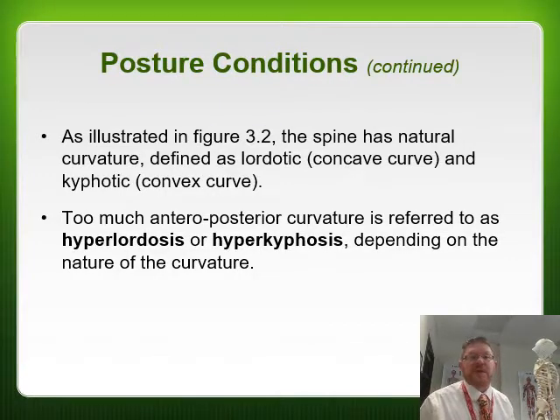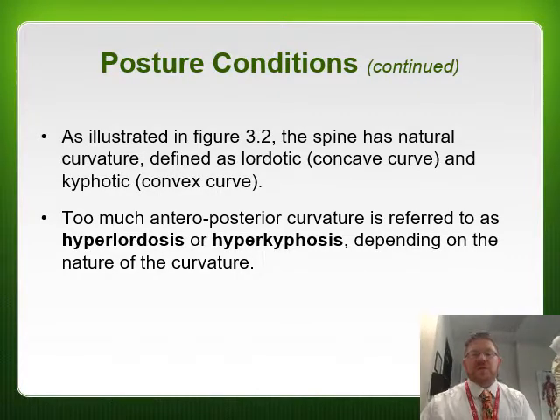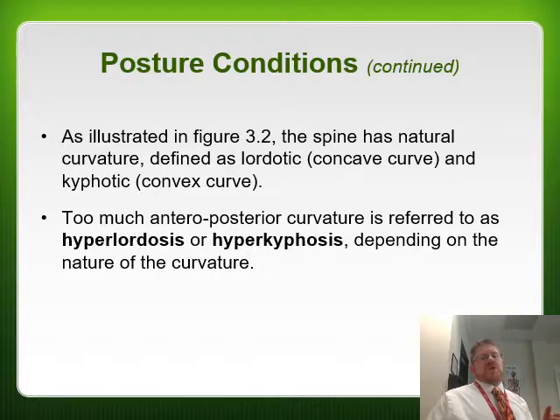We don't want it to be overly exaggerated, like too much kyphosis or too much lordosis, because those are going to be the postural deviations that we're concerned with as being problematic, and that's what we're getting into now. Too much of those curvatures. We usually just call them kyphosis or lordosis, but again, there's a natural lordotic curve and a natural kyphotic curve in the spine. Hyperlordosis and hyperkyphosis, otherwise known as lordosis and kyphosis, are those postural deviations that are not so good.